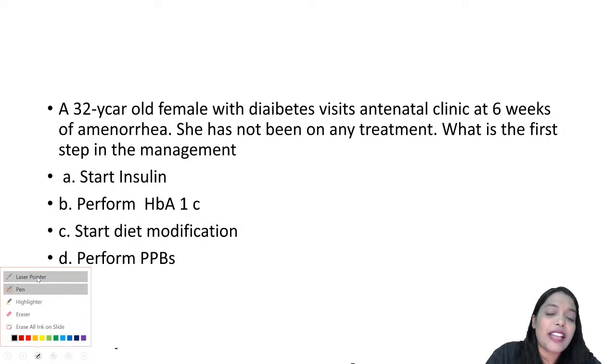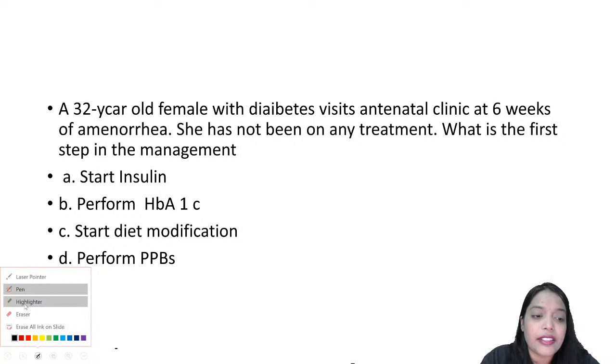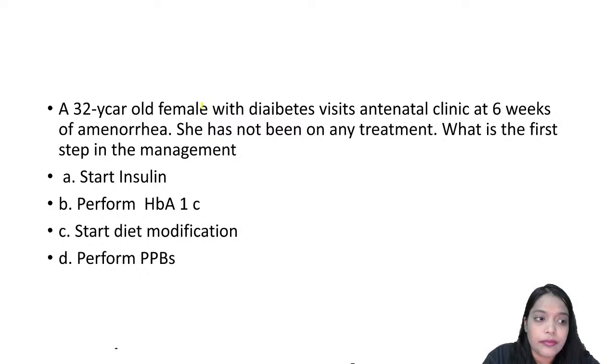When a patient has diabetes before pregnancy, what do you call that? You call it overt DM. So you have an overt DM patient coming to you at 6 weeks. What is the first step you want in the management, or what is the first investigation which you would like to do on her?